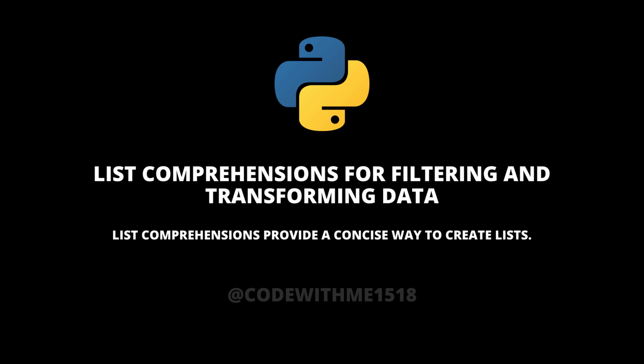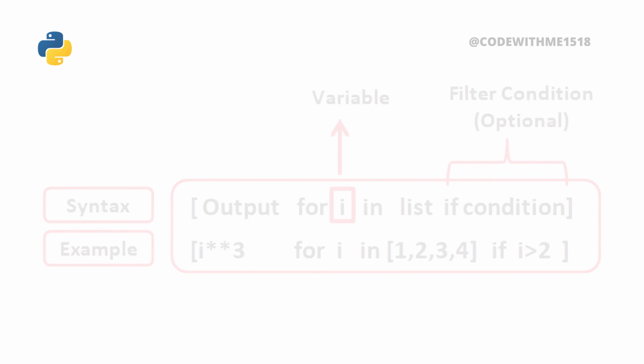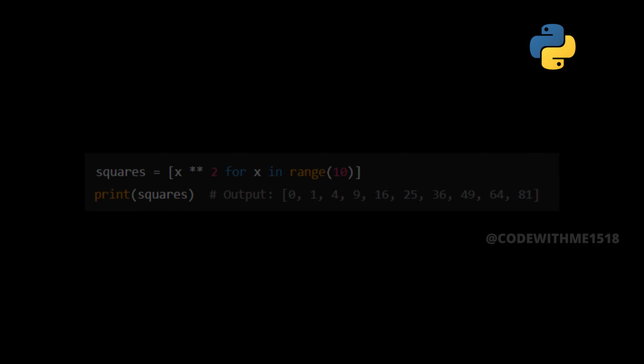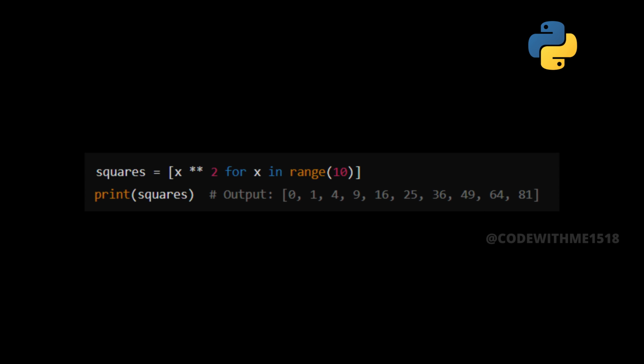Let's start with list comprehensions for filtering and transforming data. List comprehensions provide a concise way to create lists. Here's a basic example of a list comprehension. In this example, the list comprehension generates a list of squares of numbers from 0 to 9.